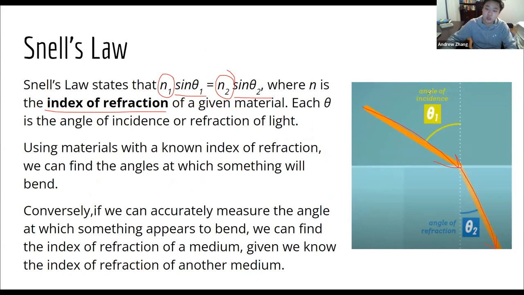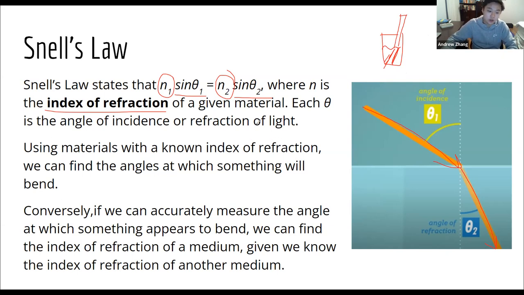So this also helps explain the idea of when you have something like a straw in a cup, this is a cup, this is maybe the water, you have a straw inside, and when you look inside, it looks like it's bent. The reason for that is you can attribute that, and you can also calculate the angle at which it will be bent using something like Snell's law. So we can use materials with known index of refraction like water and air to find the angle at which, say, the straw will bend.